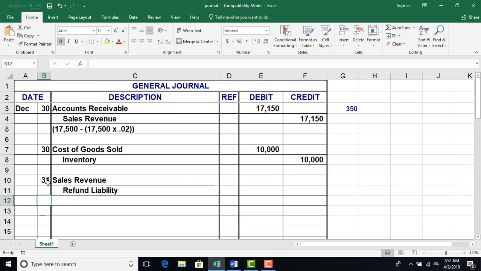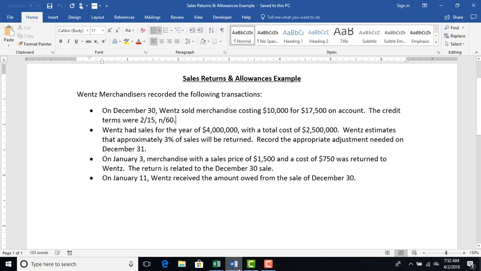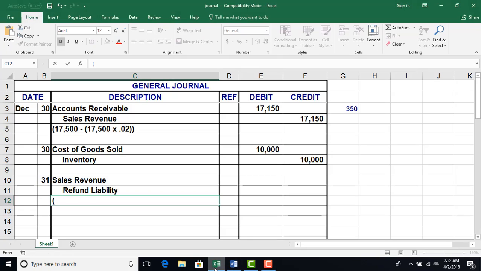I'll throw the calculation for the transaction down here like I did last time. This one will just be the $4 million of total sales multiplied by the 3% that we expect to be returned. So 4 million times 0.03 will be my amount. The calculation in the cell tells me that I'm going to record this transaction for $120,000.